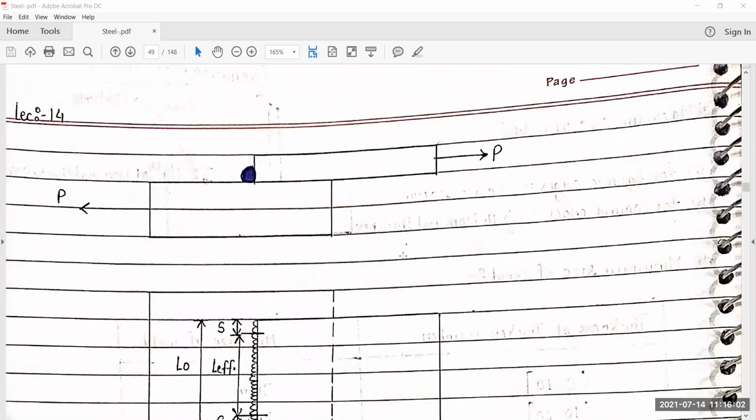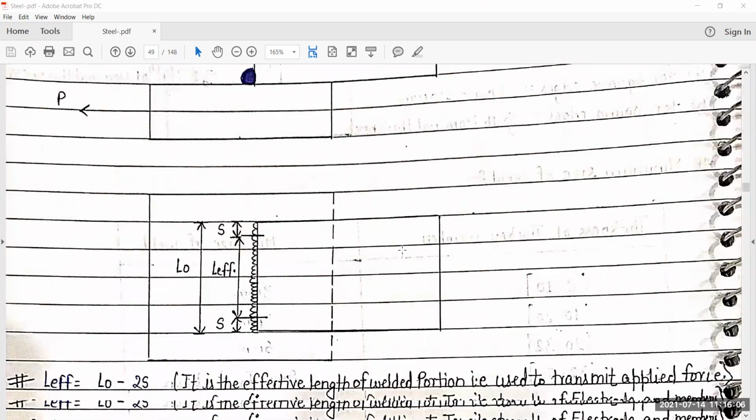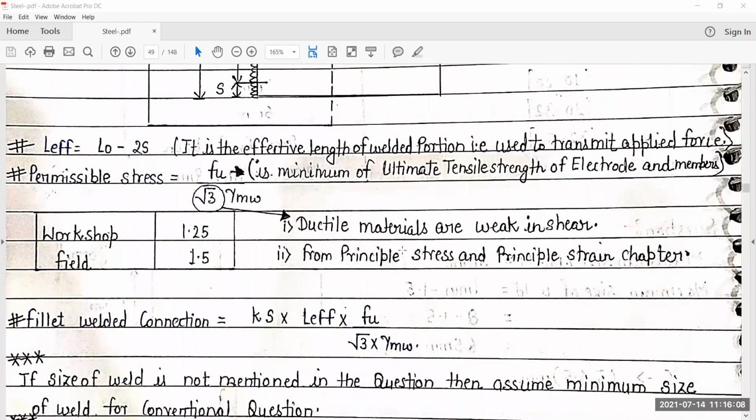Now for the lap joint overlap: suppose they are not fixed. It is the effective length of the weld portion that is used to transmit the load. The permissible strength is the minimum of the ultimate tensile strength of the electrode and the parent body. Partial safety factor: workshop 1.25, field 1.5. Ductile materials are weak in shear, from principal stress and principal shear capacity.